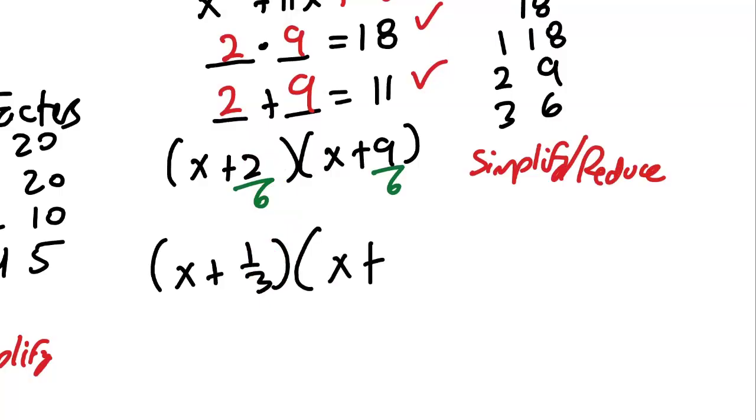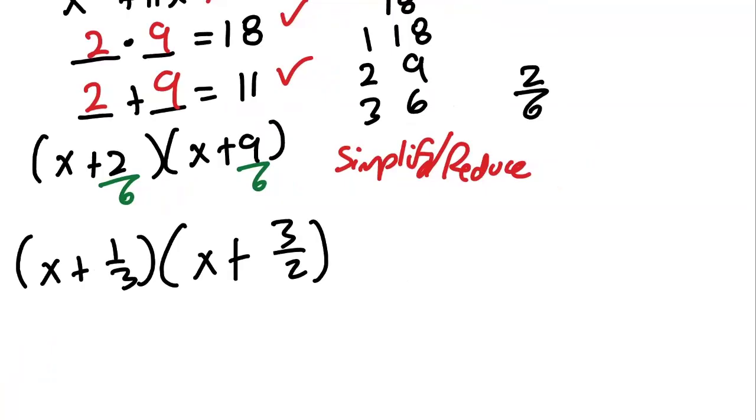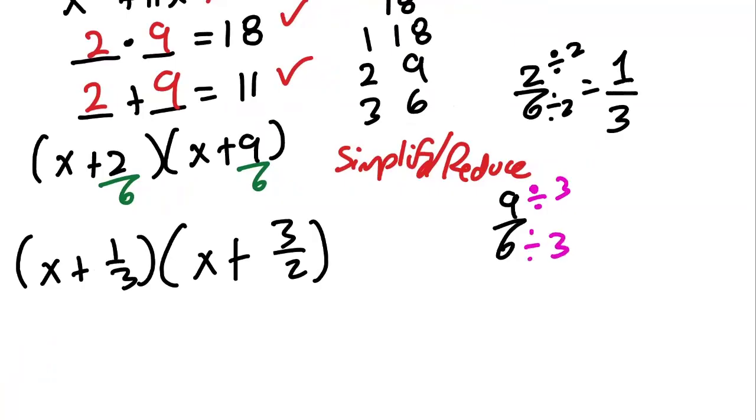What does 9/6 simplify to? 3/2. If you need help simplifying, all you have to do is find two numbers that go into 2 and 6. So in this case, 2. 2 divided by 2 is 1. 6 divided by 2 is 3. For 9/6, find a number they're both divisible by. In this case, 3. 9 divided by 3 is 3. 6 divided by 3 is 2. So that's how we get 1/3, 3/2 if you have trouble reducing. And you have to reduce it because if you don't reduce it, it's incorrect.